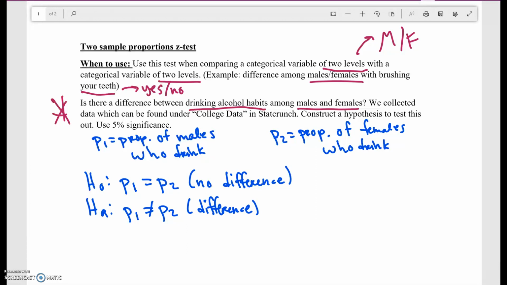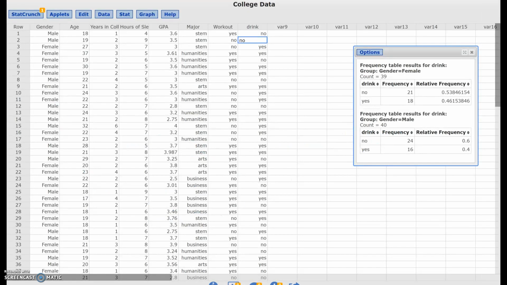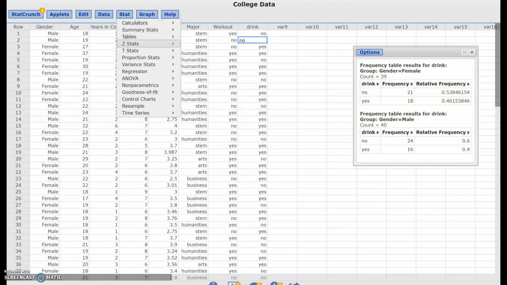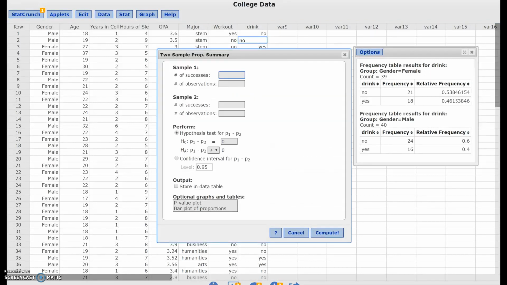Now, I wrote a couple of summary statistics for me. One of the things that you really want to look at is how many females you have, and among those, how many drink, and also how many males you have, and among those, how many drink. So if you have your analysis worksheet, I wrote down the steps there for you. All you've got to do is click on stat, click on proportion stats, two sample with summary, not with data. Because with data, it can be a little complicated. With summary, it's actually a little easier.